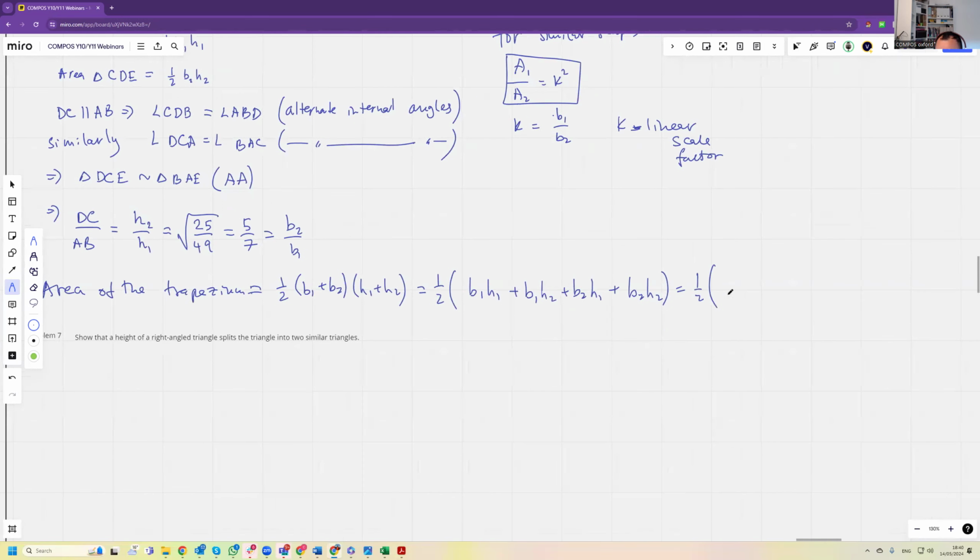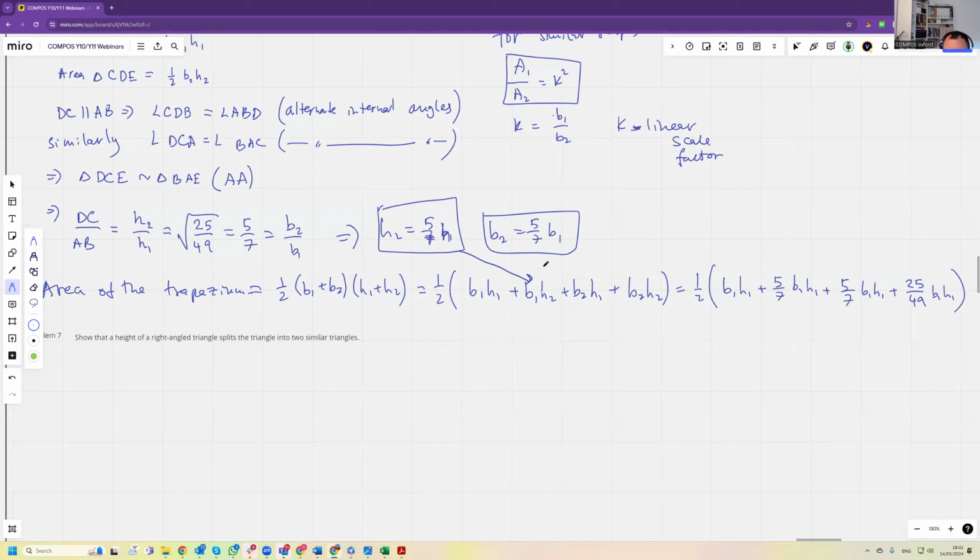So it's going to be 1/2 open bracket B1 H1 plus 5/7 B1 H1 plus 5/7 B1 H1 plus 25/49 B1 H1. Because in each case I am replacing. So from here I say H2 is 5/7 of H1, sorry, and B2 is 5/7 of B1. I'm using these in here and here.